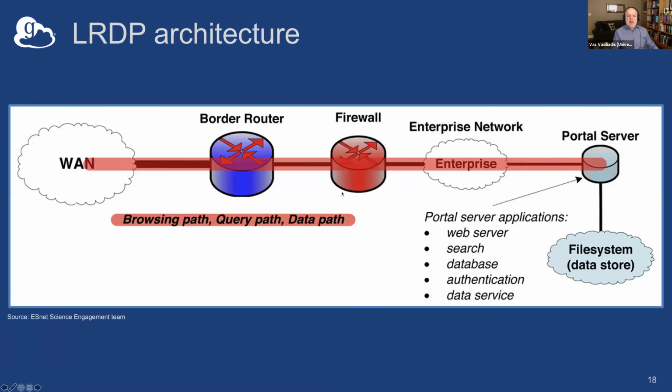And the legacy portal architecture looks something like this. You have your file system, your data store, and your portal, and all of that sitting behind an enterprise firewall. And that doesn't really create an optimal path for data to flow.